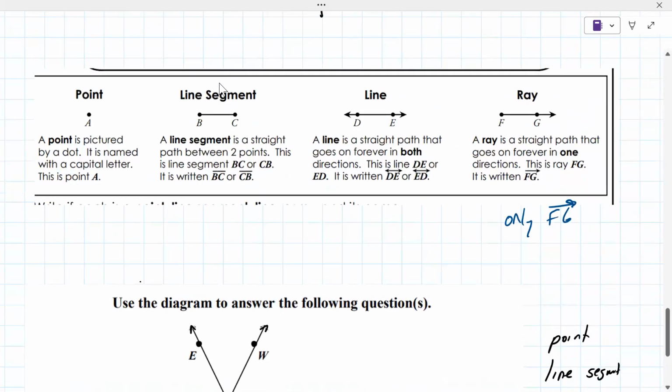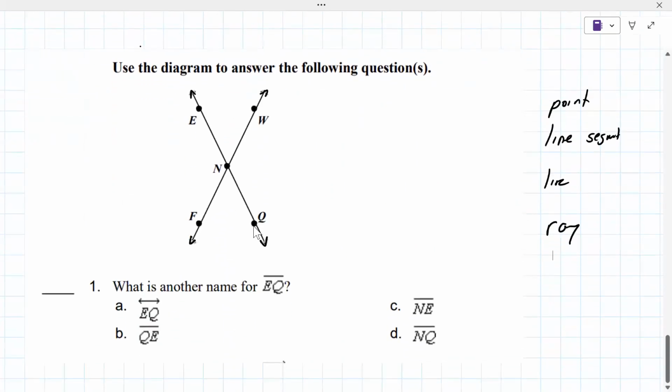So let's go back here. When it's a line segment, what are the two ways to label it? Oh, you can go both ways, EQ or QE. Yeah. So which letter is it? Which of the answers is that?